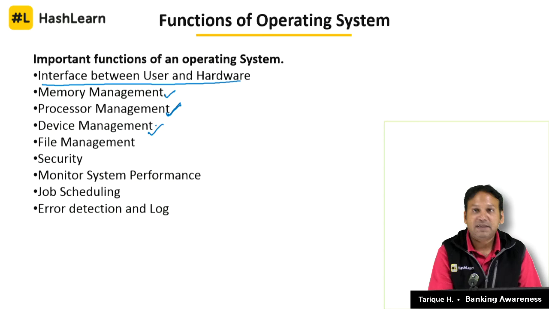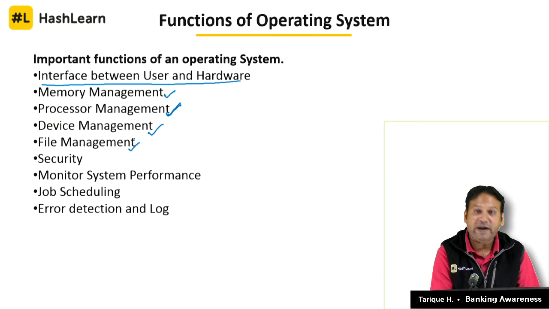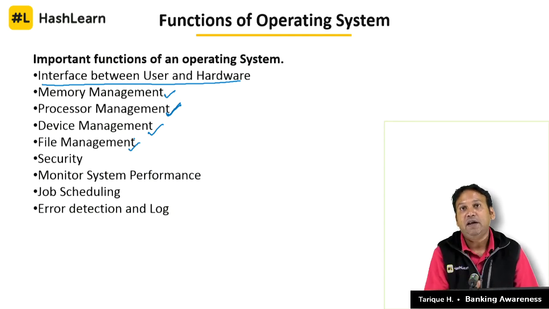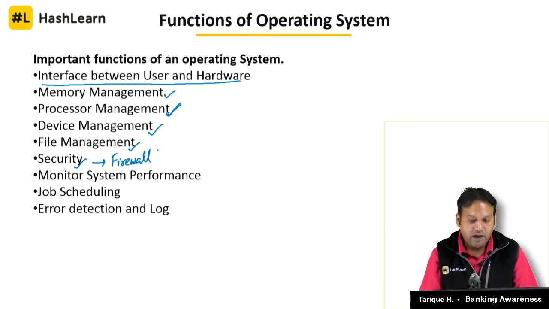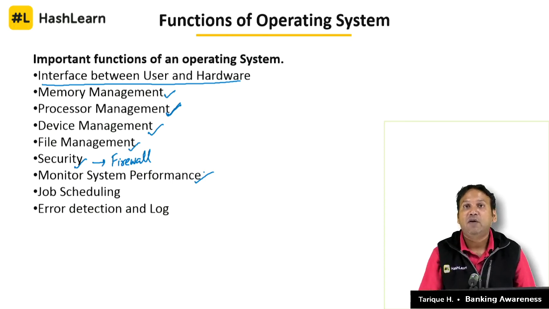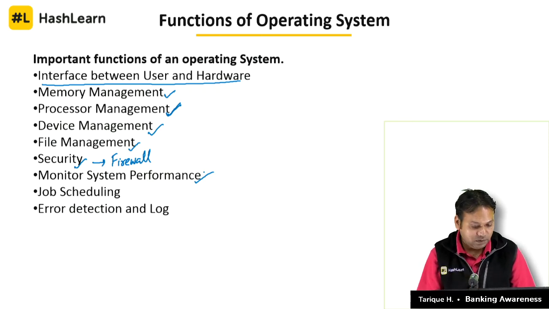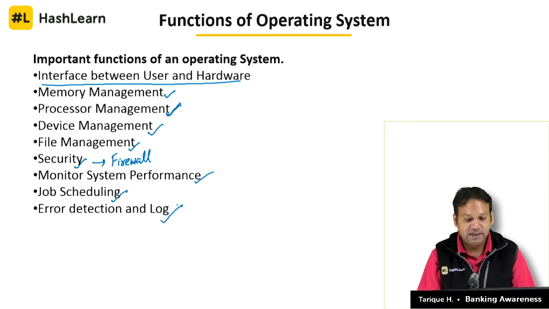Device management: which devices have been installed and how to use a device. File management: files are there in the hard disk, which again the operating system will manage. Security: making sure there is a firewall in your computer and your computer is protected from security threats. Monitor system performance: it keeps a tab on CPU temperature, the fan speed, and overall how the processors are using the CPU, and optimizing the CPU. Such system performance monitoring, job scheduling, error detection, and logging are also done by the operating system.